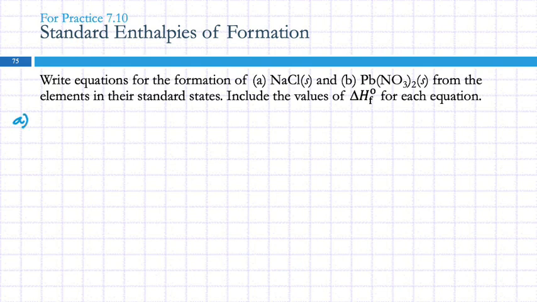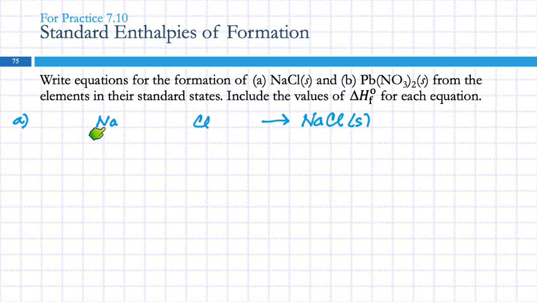So I want to write a chemical equation showing how 1 mole of sodium chloride forms. So I have to look at my product formula and identify what elements are in there. I've got sodium and I've got chlorine. And then we need the standard states. You can always go to the table and look those up, but most of these you can also just get from the periodic table with a little bit of common sense.